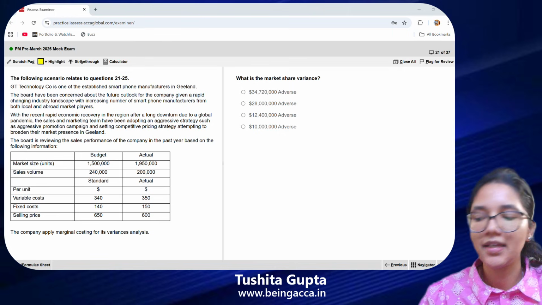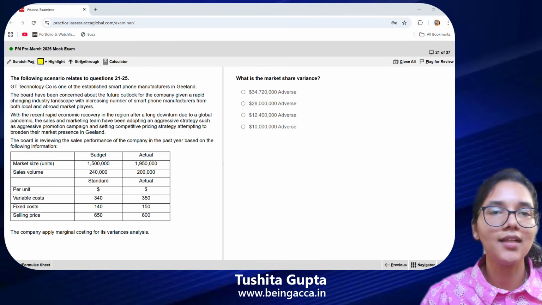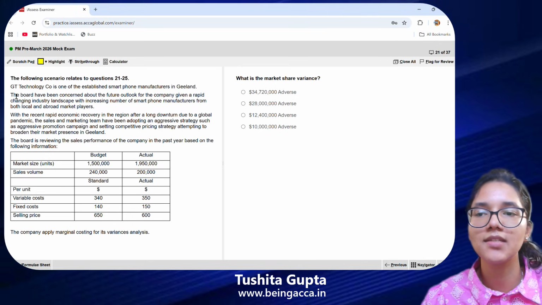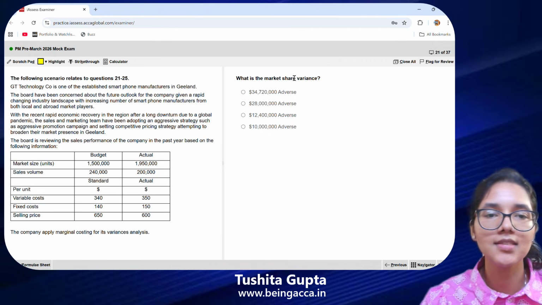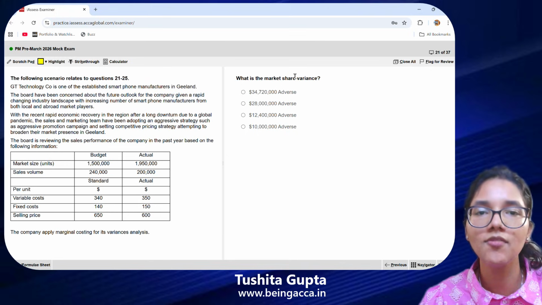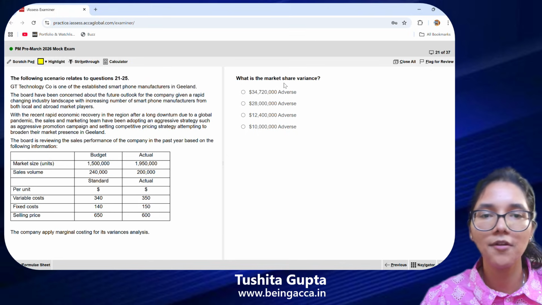So now we are getting started with the second case study of our pre-March 2026 mock exam. This is GT Technology Company, very small case study, and I can see from the very first question itself that this is going to test me on the variances.